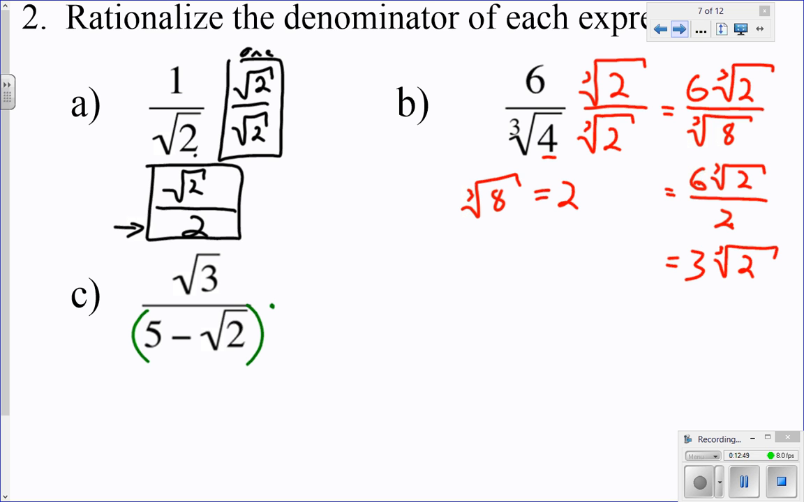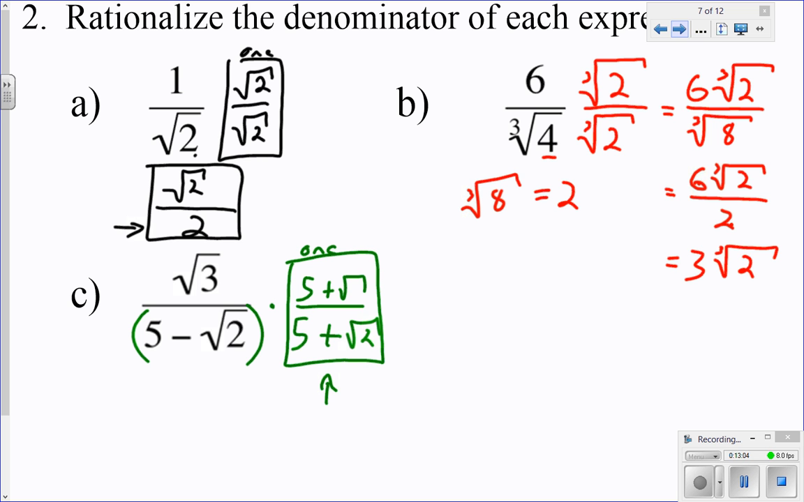So the conjugate of our denominator is 5 plus the square root of 2. Notice the sign changed there. Again, I'm multiplying by 1 to preserve the value. So I do 5 plus the square root of 2, and now distribute. The numerator is nice because I just get 5 square roots of 3 plus the square root of 6. Adding the square root of 3 and square root of 6 together, there's nothing we can do. That's as simplified as it gets.